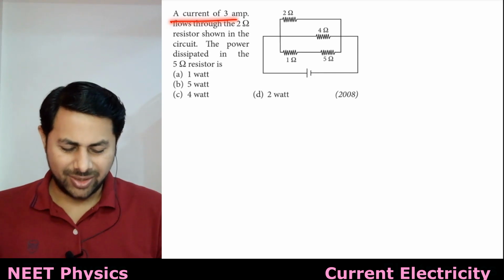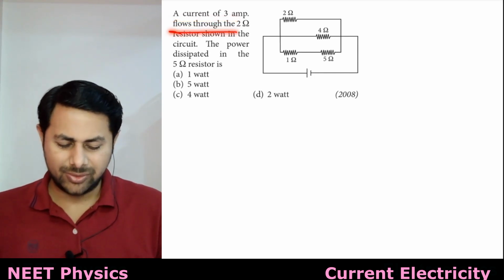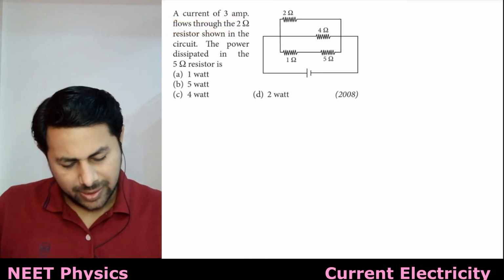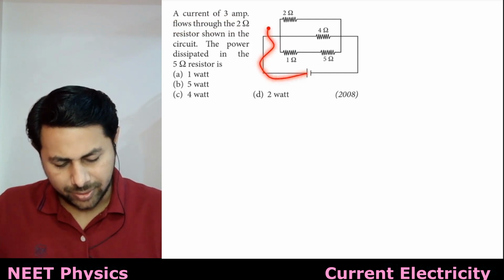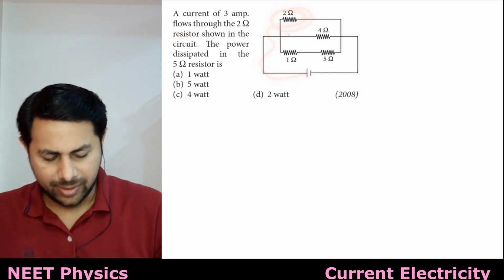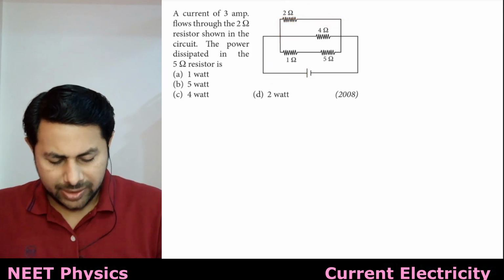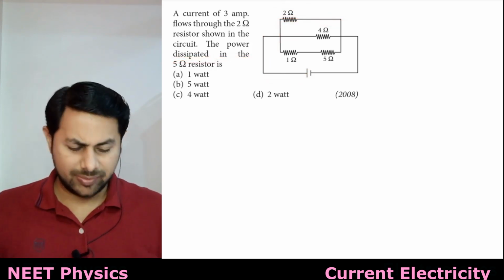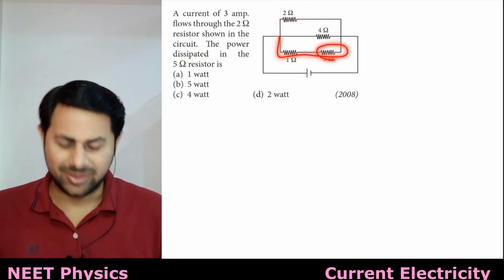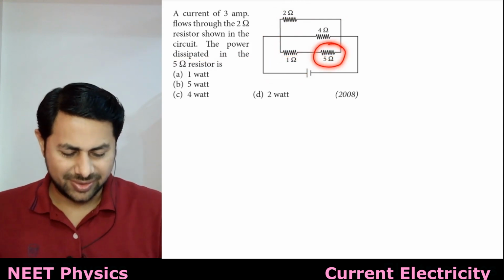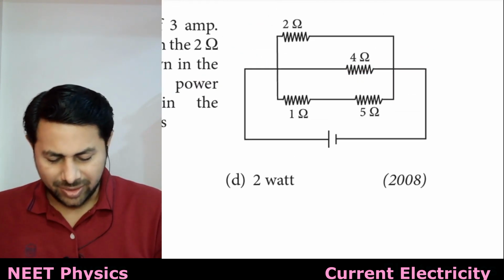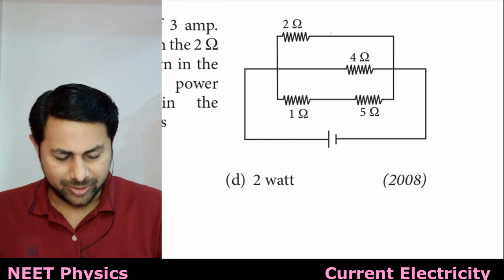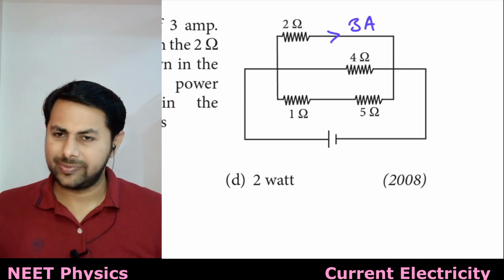A current of 3 ampere flows through the 2 ohm resistor. It's here, right? The power dissipated in the 5 ohm resistor is the power dissipated in this one, the 5 ohm resistor. Okay, can you see that? So a current of 3 amperes flows through this one.